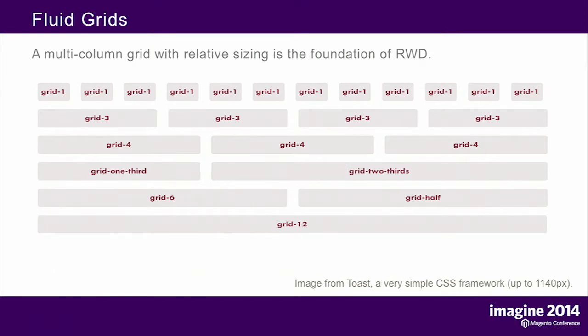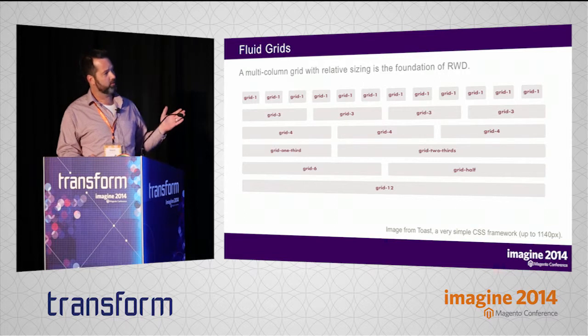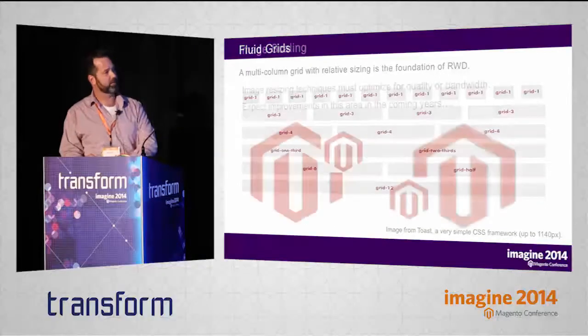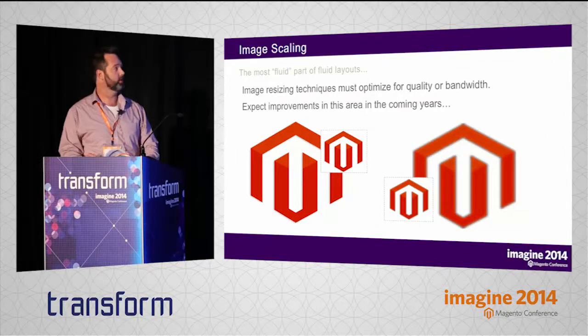Oh, now the fluid grid did not show up. Okay, well, it's a 12-column grid. What's important to know here is that the columns are specified in percentages. It's relatively sized, not with specific absolute sizes. So as the container shrinks and grows, the column shrinks and grows, the grid remains intact. And that's fundamental to letting the design grow and shrink.